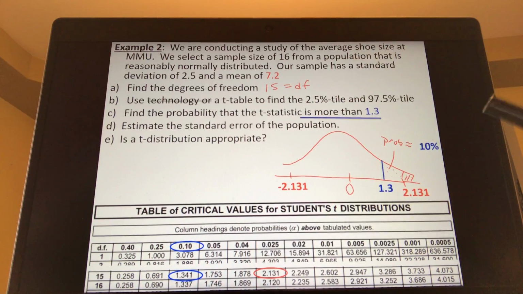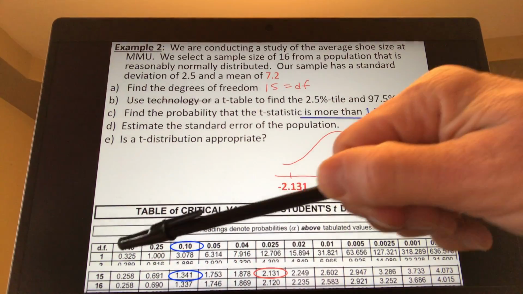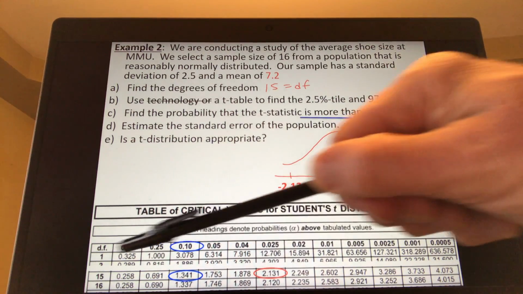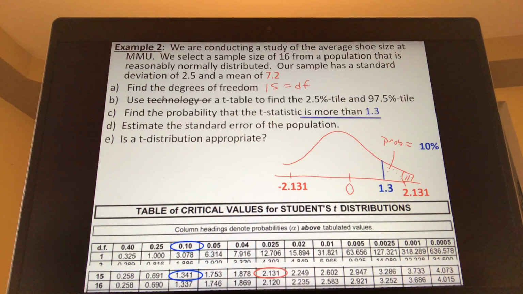T statistics are like z values. The numbers on the top are like p values, but you only have those 10 p values. You can't get a p value for every single number on there without some technology. Part D should be an easy one. Standard error, that's just your standard deviation divided by the square root of your sample size. Pretty quick, easy one. 2.5 divided by 4, which should be, I believe, 0.625.